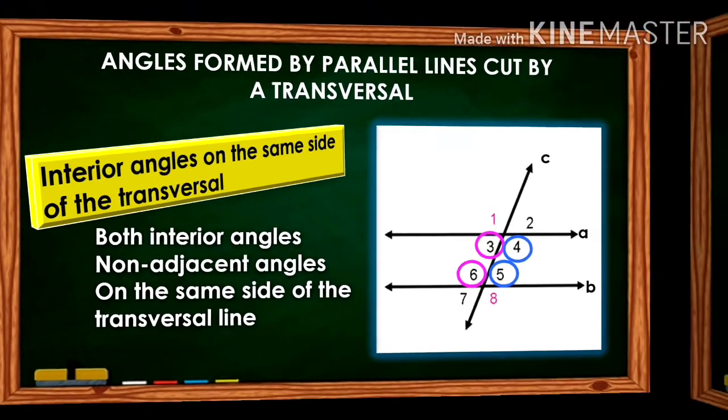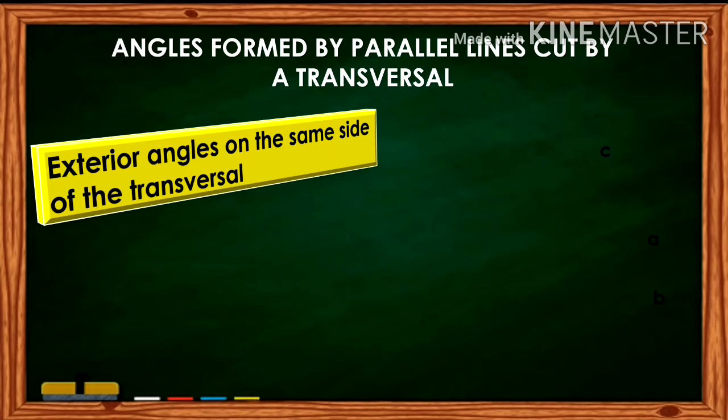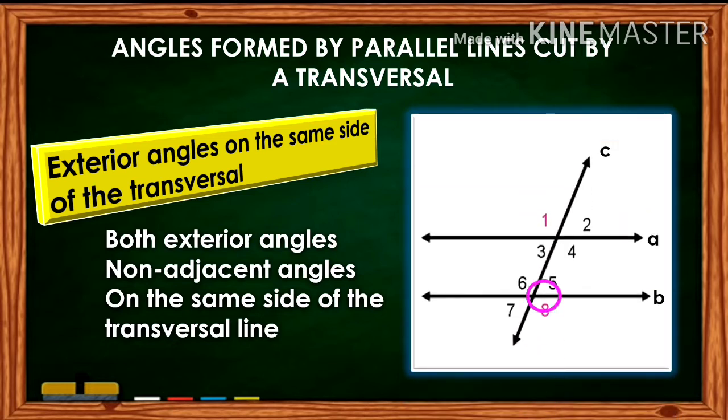Next one, we have exterior angles on the same side of the transversal. So both exterior angles, non-adjacent and on the same side of the transversal line. Examples, we have angle 1 paired with angle 7, angle 2 paired with angle 8.